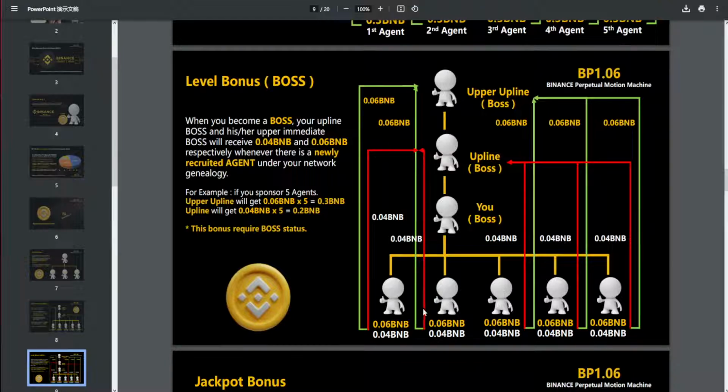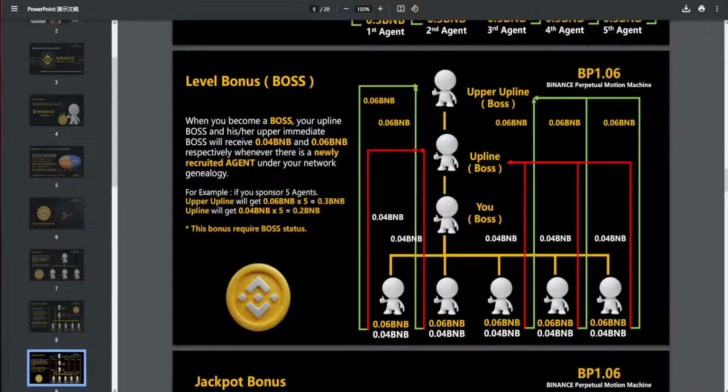0.06 BNB out of these two goes to the upper upline boss. So 2 of the 0.06 BNB that goes to the upper upline boss becomes 0.3 BNB. So that becomes in total 0.06 BNB multiplied by 5, which is 0.3 BNB. That goes to the upper upline boss, and the upline boss gets 0.04 BNB multiplied by 5, so it becomes 0.2 BNB.